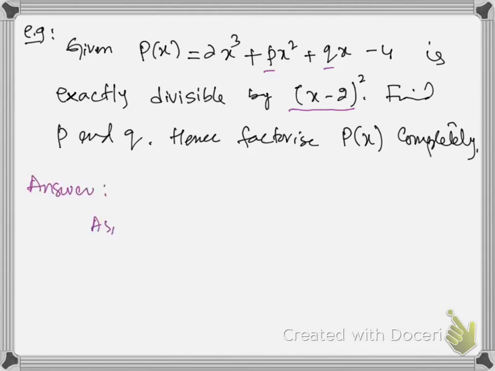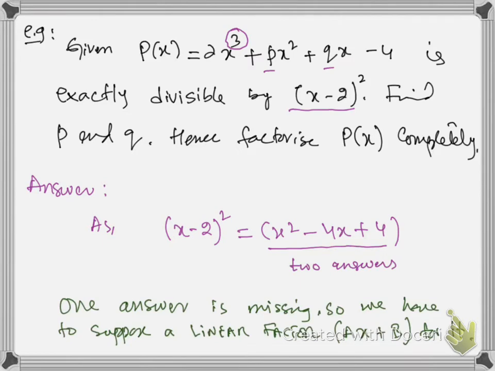Answer: we can simplify this quadratic factor, because we will use the simplified form of the factor in comparing the coefficient method. Since the power of the polynomial is 3, therefore we must have 3 answers. 2 answers are given, 1 answer is missing, and that answer should be ax plus b. Since 1 answer is missing, we have to suppose a linear factor ax plus b to get that answer. Let's start the solution.